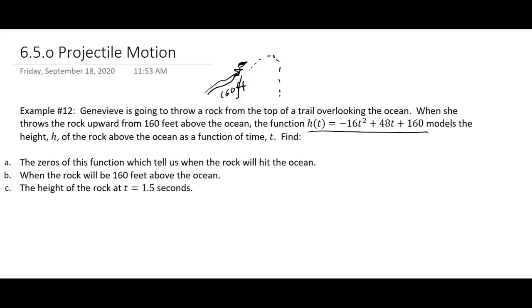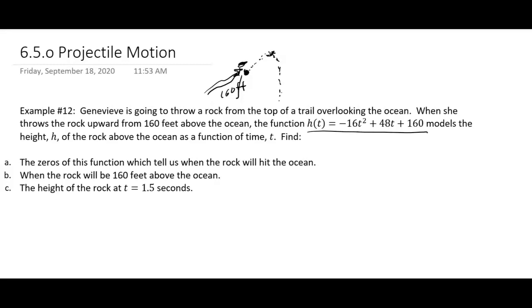So the rock is going to be, right here when it's in her hand, 160 feet above the ocean. Then it's going to go up. I don't know how high it's going to go up. Depends on how hard she throws it. It's going to peak, and then it's going to start coming down. So maybe it goes up to 120 feet above the ocean, and then eventually it comes down because of gravity. Okay, so that's what's going on, and that takes time. The rock goes up for so many seconds, and then it comes down for so many seconds.